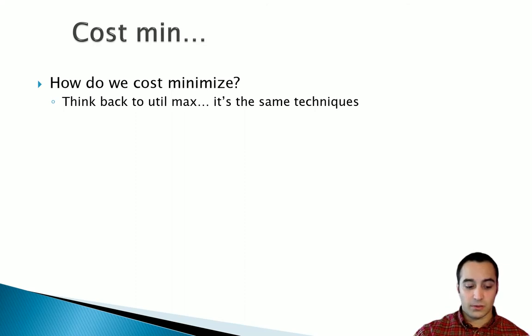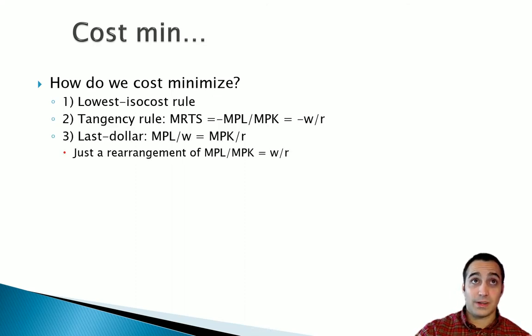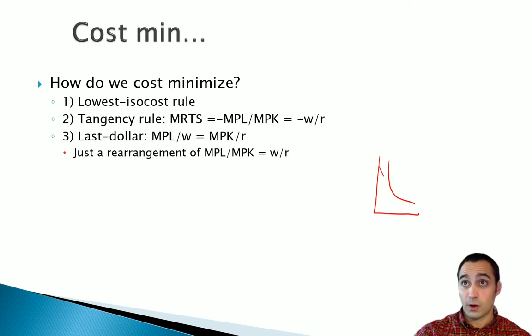Use the same techniques. The first way we do is what we just did, the lowest isocost rule. If we have some isoquants, we want to find the most efficient way to produce this, look at all the isocosts and find the lowest one, the one that's tangent. The other thing you might have thought of is what we call the tangency rule. This is just saying that when we have an isoquant and we have an isocost, if they're tangent, they will be the highest crossing, lowest crossing, right? These are going to be the same.